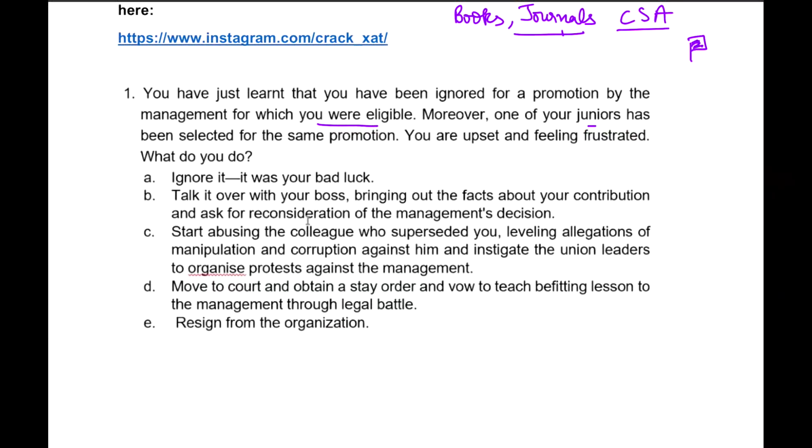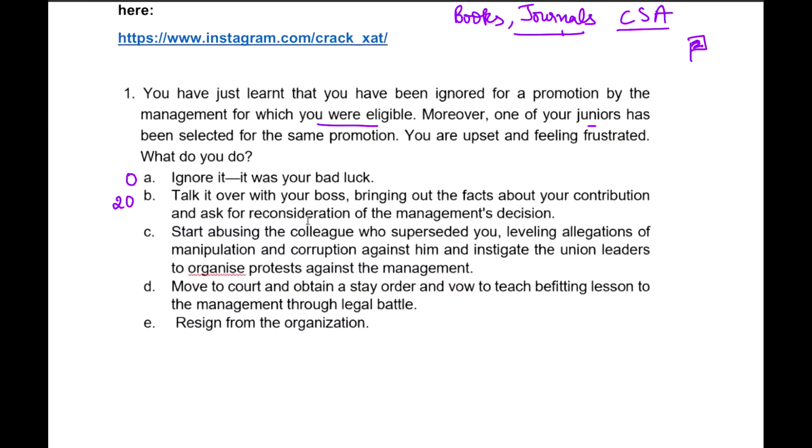In this question, which is absolutely wrong? Any guesses? First option. Ignore it because it's bad luck. Ignoring is always given zero. Not in the case of fight. फाइट के केस में आप इग्नोर कर सकते हो क्योंकि कई बार इग्नोर करना इज अ बेटर ऑप्शन देन गेटिंग इनटू अ फाइट। Second option, talk it over with your boss, bringing out the facts about your contribution and ask your reconsideration of the management decision.